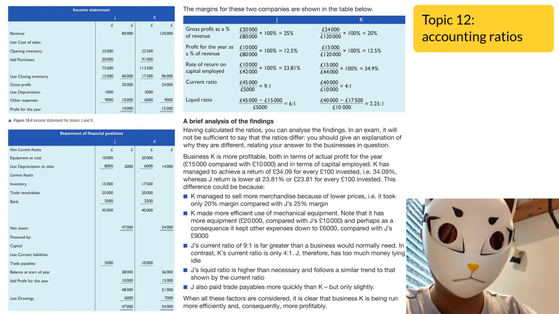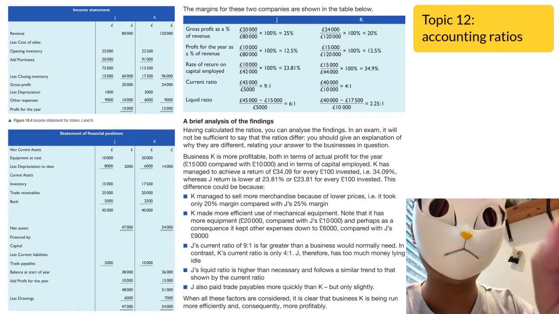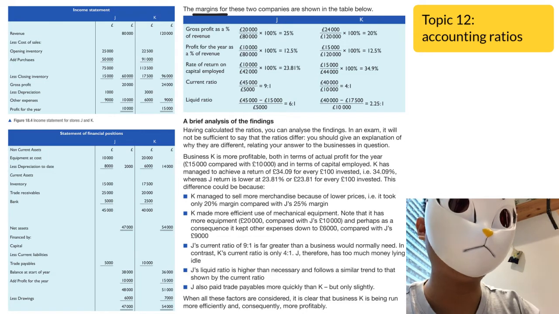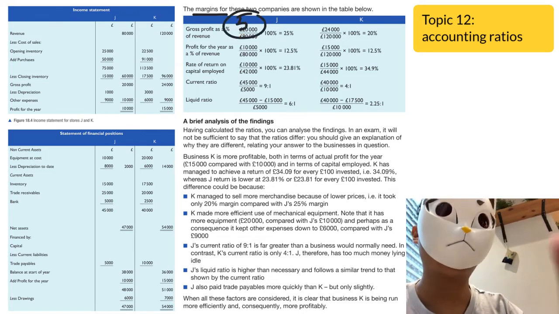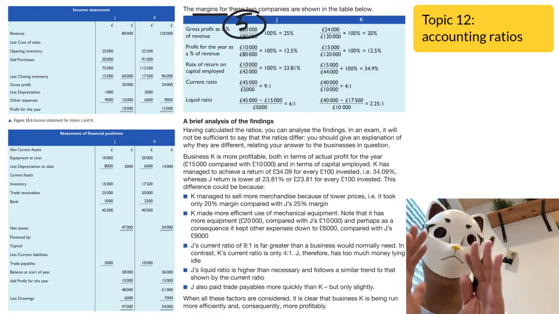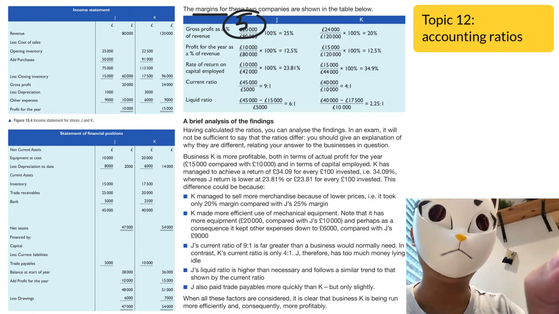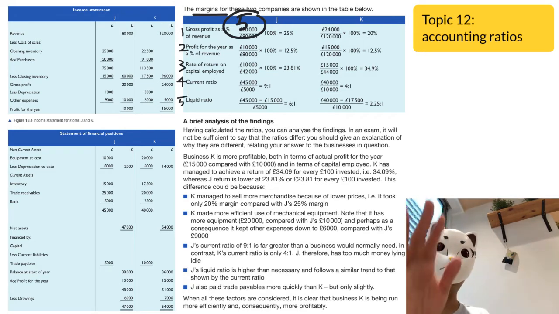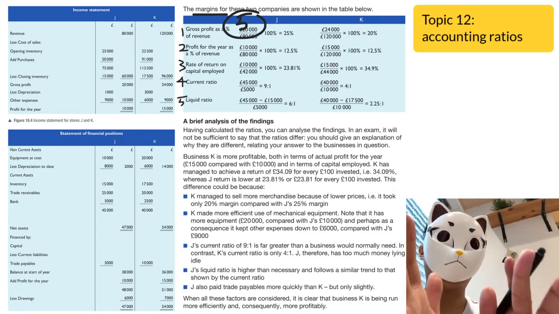This is the last topic for this video. In this topic, we call it accounting ratios. There are a total of five accounting ratios that you have to master in the IGCSE syllabus. I will put down 1, 2, 3, 4, 5 in the middle. These 5 ratios are the things that you have to master.